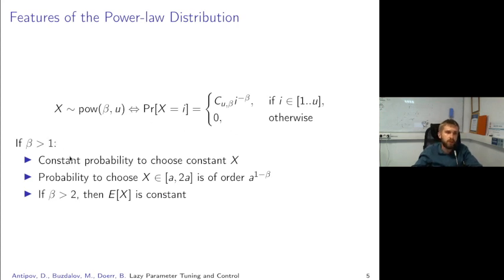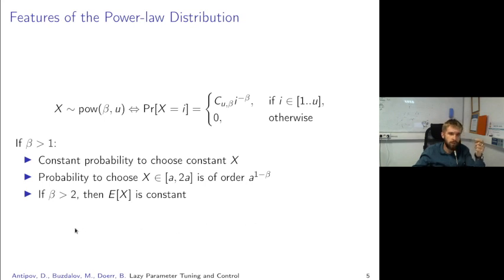The main feature of this distribution is that if we choose beta greater than 1, which is the most interesting parameter value of the exponent for practical use, then we have a constant probability to choose small x, not greater than a constant, but at the same time we have a very good probability to choose x large. For example, if there is an interesting interval from a to 2a for the choice of x, then the probability to choose x from this interval is a to the power of 1 minus beta. And if beta is close to 1, this is quite a good probability.